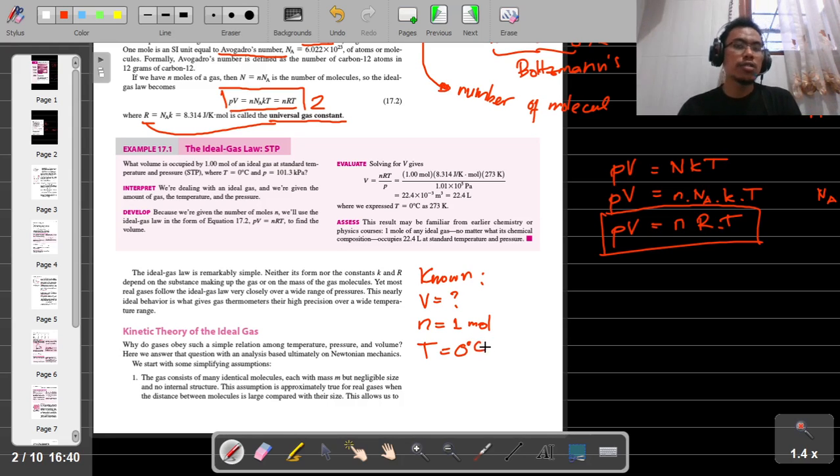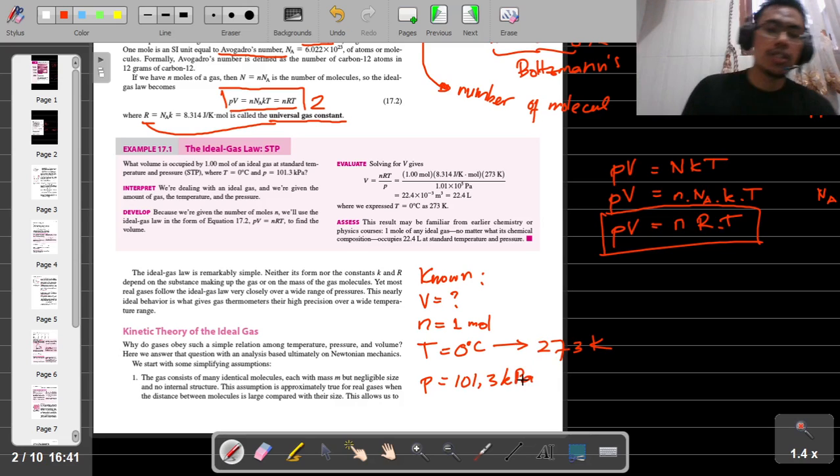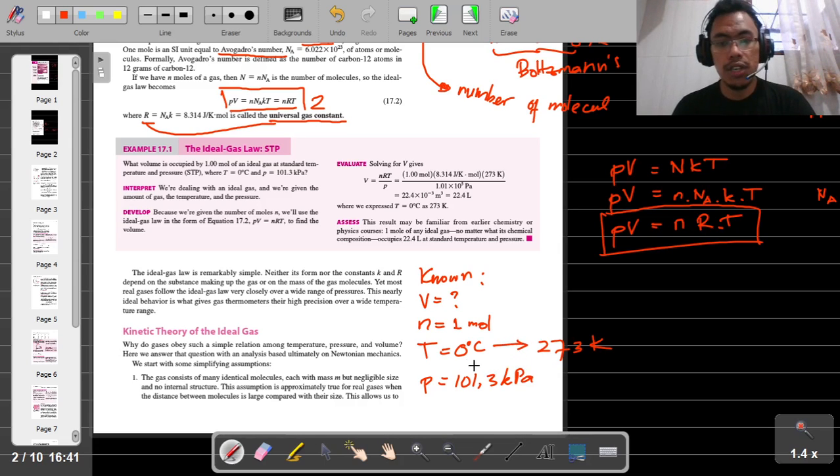and then the temperature is 0 degrees Celsius. Okay, but Celsius is not a standard international unit, so we have to change the unit first to Kelvin. 0 degrees Celsius equals 273 Kelvin, and then the pressure is 101.3 kilopascal, and Pascal is the standard international unit, so we don't have to convert the unit. But I will make it into this, times 10 to the power of 3 Pascal.